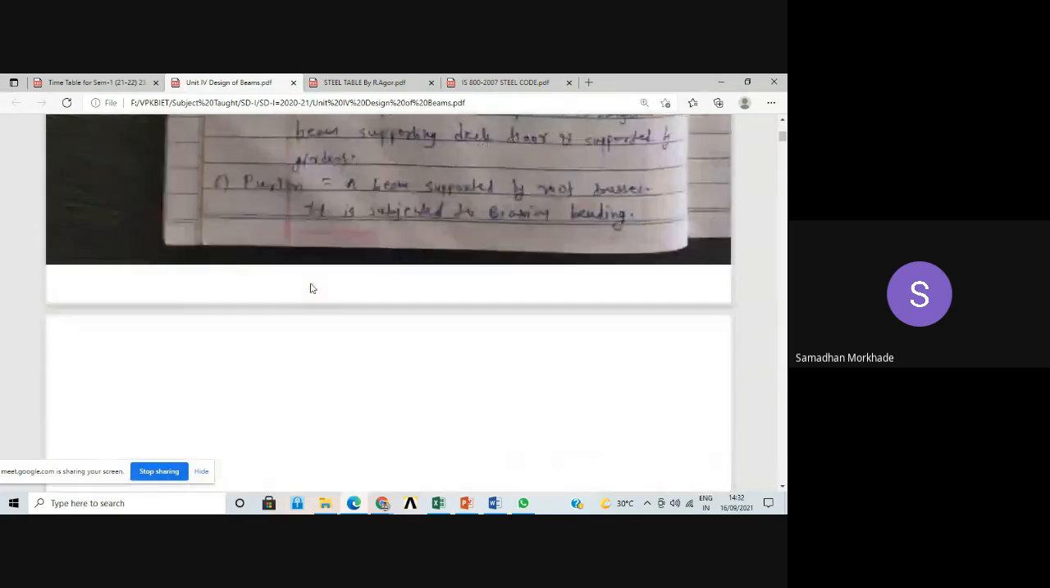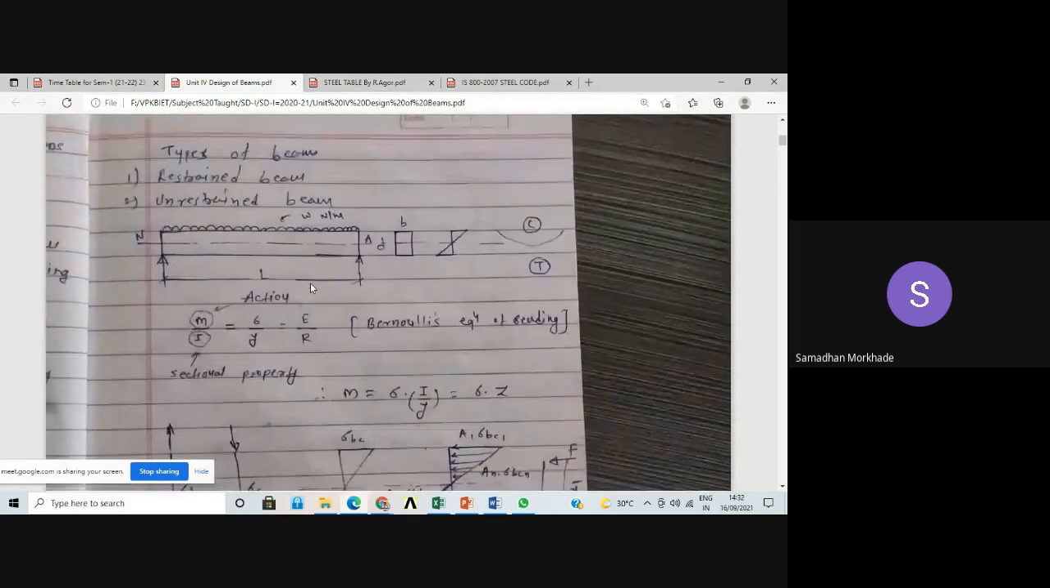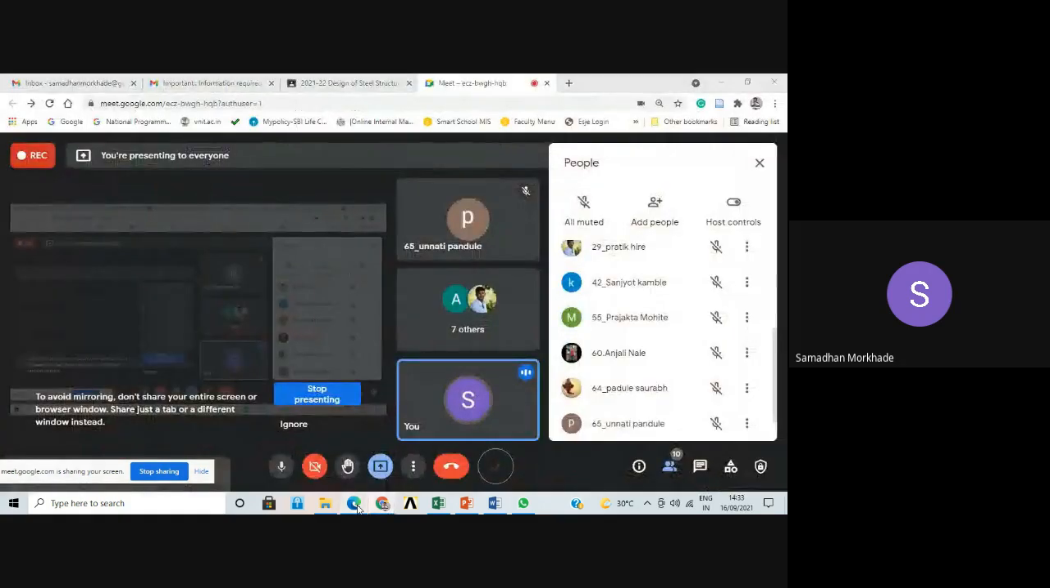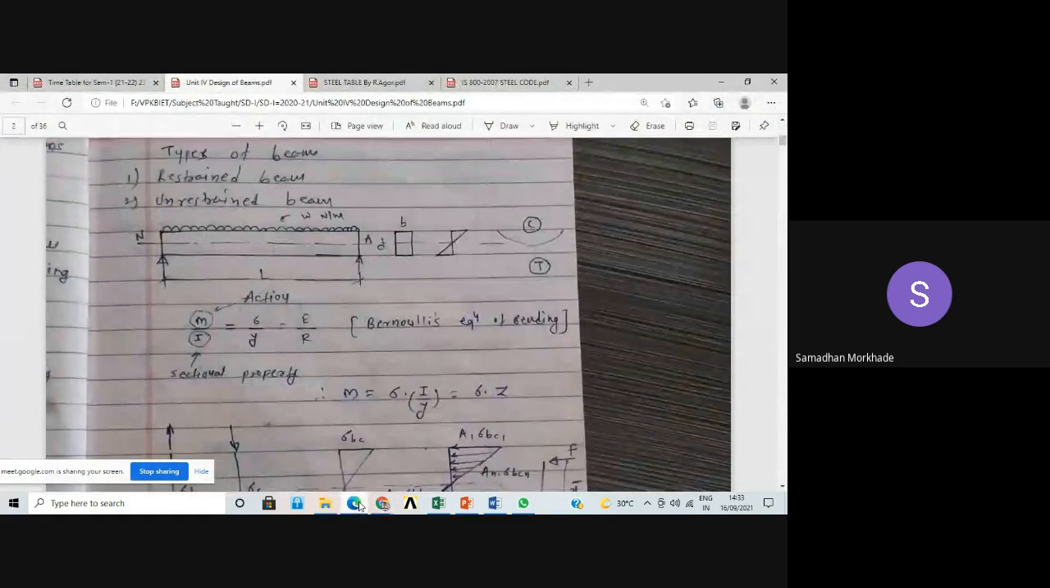After that we have discussed the types of beams. Basically there are two types: one is called a restrained beam and the other an unrestrained beam. A restrained beam is also called a laterally supported beam, and an unrestrained beam is called a laterally unsupported beam. And this is the basic flexure formula.